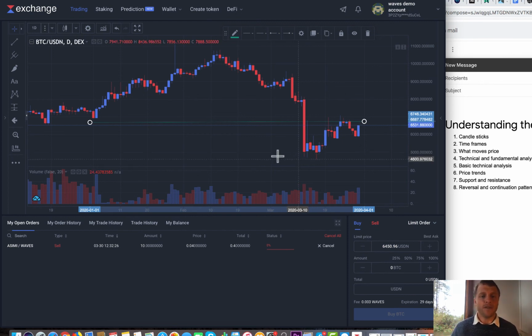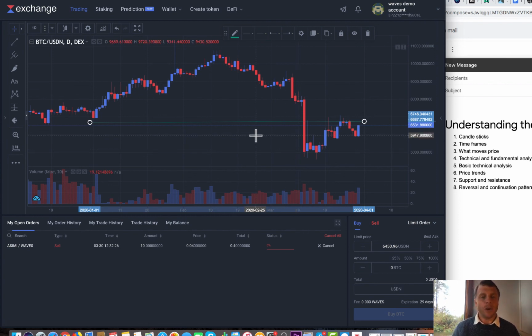Okay, so this volume is good to also look at. You can see this very low volume area here. Maybe there's not a lot, so you wouldn't really rely on that price movement a lot, but then when the volume starts picking up, it might be a more reliable source. Support and resistance, and so now let's move on to reversal and continuation patterns.